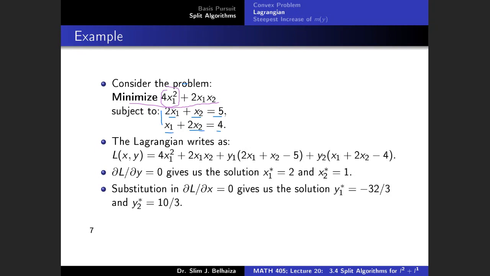Is it okay? So let's first write the Lagrangian. The Lagrangian in x and y takes the same objective function here, 4x1 squared plus 2x1x2, and adds the penalties, multiplying y1 and y2 by the two conditions Ax minus b, as you see. Got it? Okay. Now, if you differentiate this Lagrangian L with respect to the y's, what do we get?